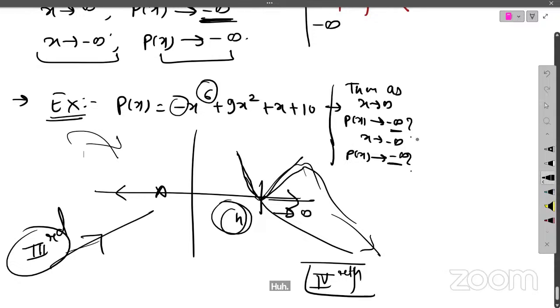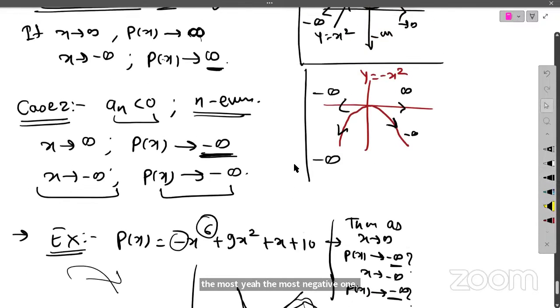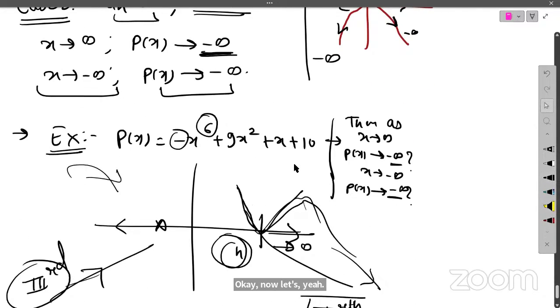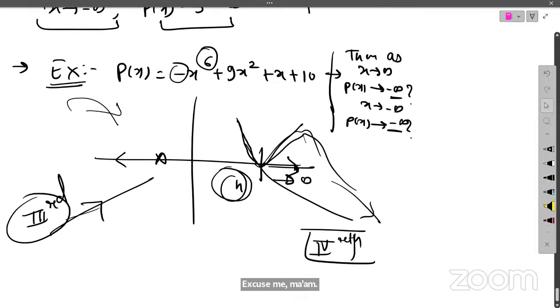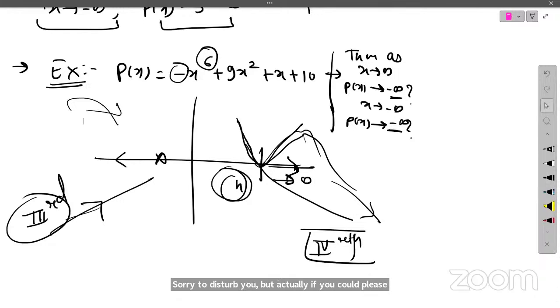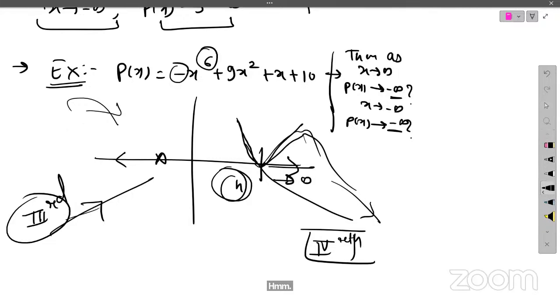Okay. Now, sorry to disturb you, but if you could please repeat that again: how can we conclude that for this case, Px, we will start from the third quadrant? How do we reach that conclusion?